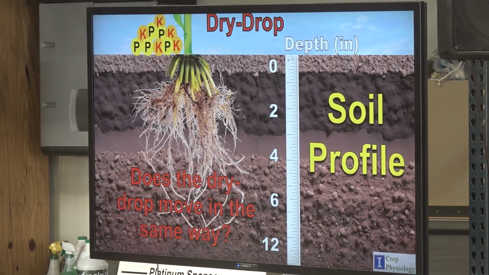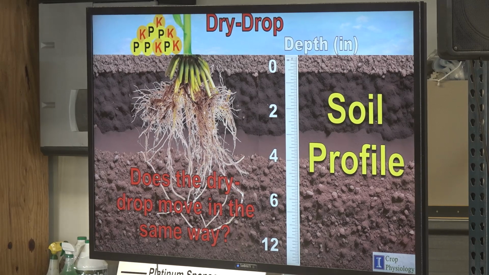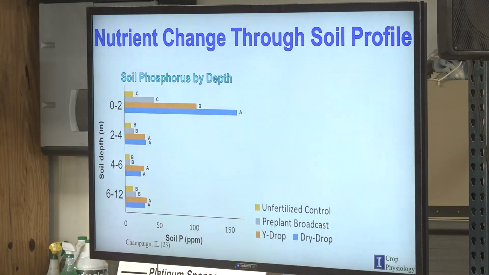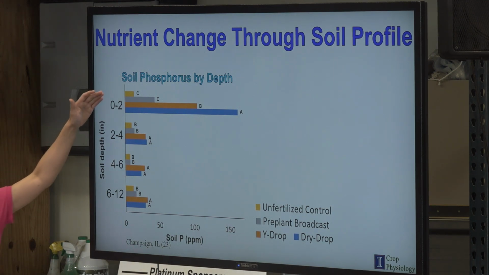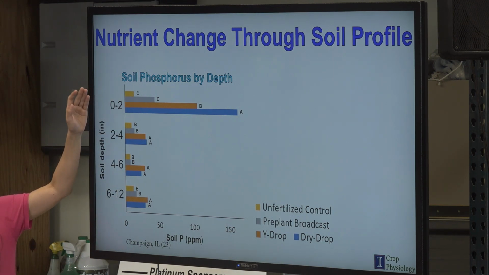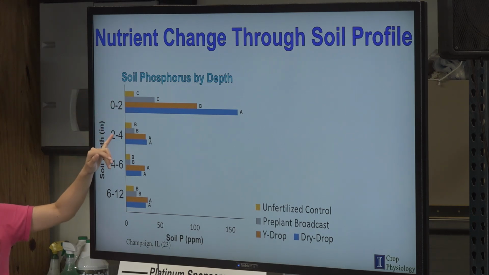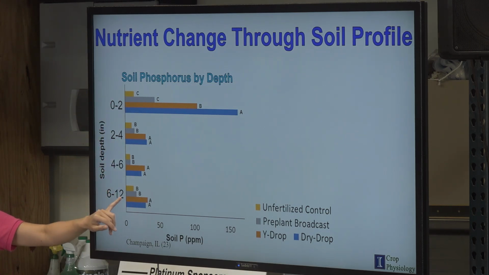Well, I'm going to spare you another animation. I'm also going to spare myself having to animate each of those dots individually. I'm just going to go ahead and show you the final nutrient change through the soil profile. Here we have our soil depth, the same way as I already showed you, but here divided per inches: 0 to 2, 2 to 4, 4 to 6, and 6 to 12.